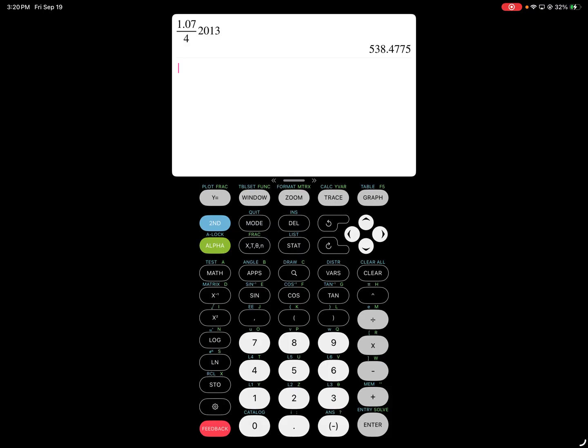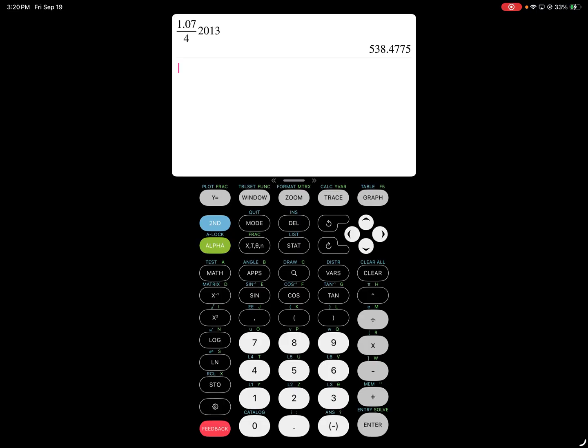Could you show how to write the function? Yep, you go alpha, right below second, y equals, and then hit number 1. Did it work? Alpha Y. Yeah, okay. Just like that. And then you should get that 538.48. Does anyone need help doing that?